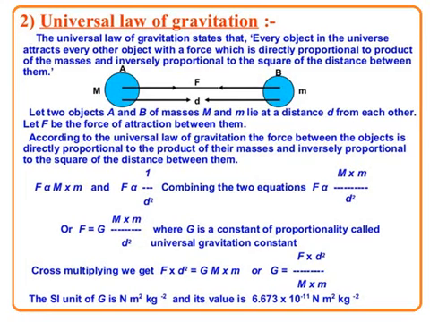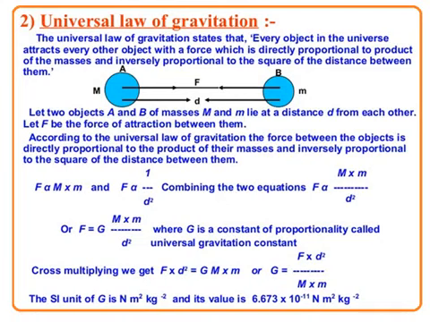Now, in order to understand this law, let us consider two objects, object A and object B, and let the mass of the object A be capital M or M1. Similarly, let the mass of the object B be small m or m2. Let these two objects be separated by a distance d, and let the force of attraction between these two objects be F. Now, let us see what is given in the slide.